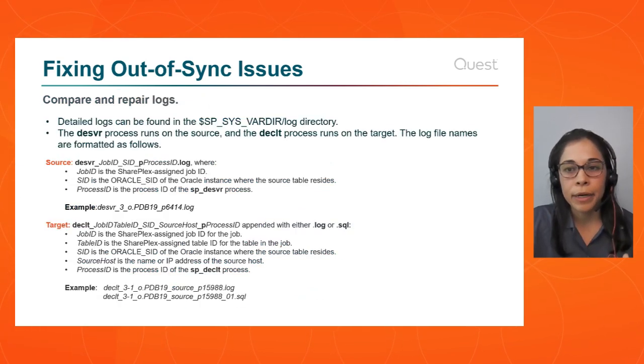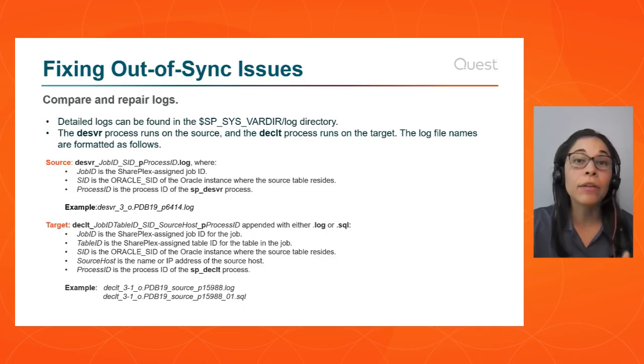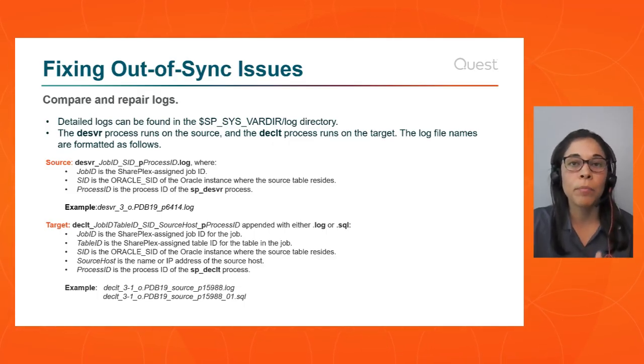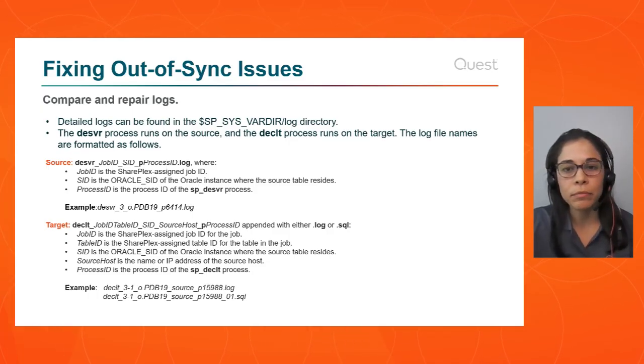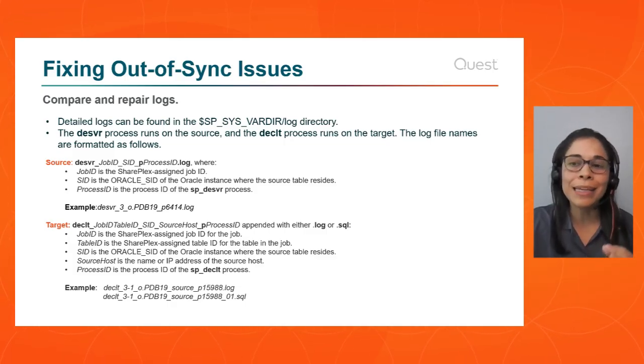When running compare and repair in SharePlex, detailed logs are going to be created and are essential for tracking and troubleshooting. Remember, these logs are going to be found in the vardir log directory on the source and target database. The process that generates the logs is DESVR as a server on the source side, and for the target side, it's going to be DECLT as a client, running on the target side.